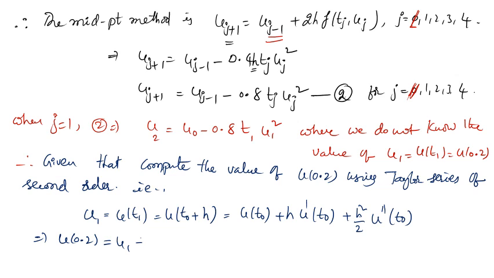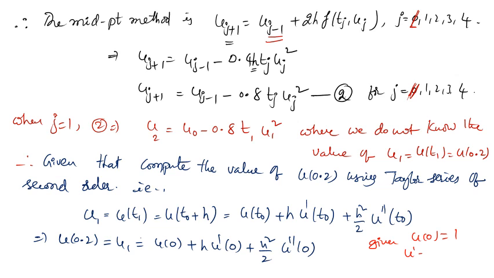You can write u1 equal to u of 0 plus h into u dash 0 plus h square by 2 u double dash 0, since t0 value is 0. And what are the given values here? Given u of 0 value is 1. It is given, first thing. And u dash is nothing but minus 2t u square. Okay, let me write in the next slide.